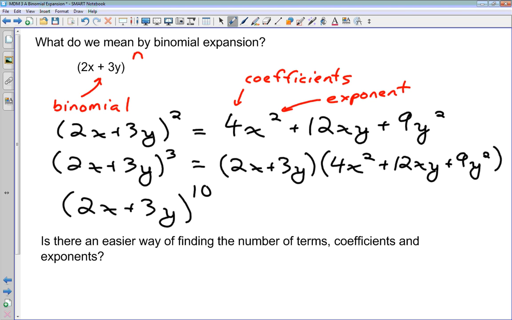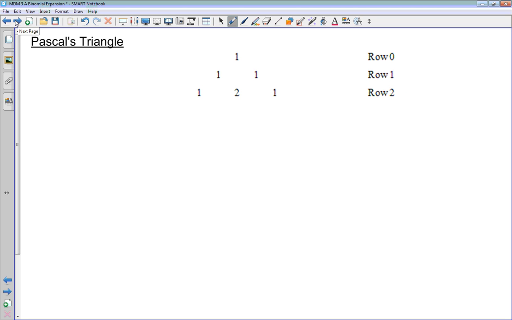So the question we're asking at the bottom here is, is there an easier way of finding the number of terms, the coefficients in each term, and the exponents that are going to appear on the variables in each one of our terms? The answer, of course, is yes, there is. And that's what we're going to learn here. And we're going to start with this thing called Pascal's triangle.